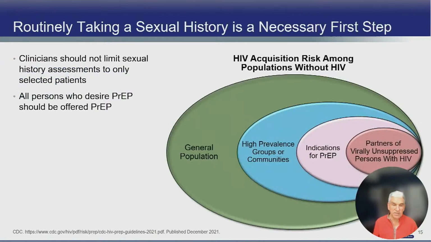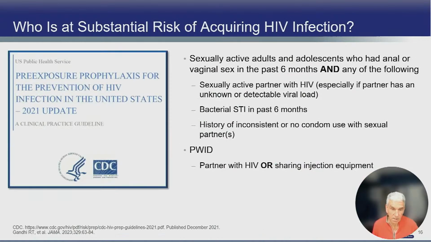Let's look at PrEP and STIs. The first piece is that it's critically important, if we're going to identify people who are interested in PrEP, to be taking sexual histories. For HIV acquisition risk among patients without HIV, we look at partners who are virally unsuppressed, indications, high prevalence communities, and the general population. So the idea is to focus our observation and sensitivity on who is at risk, with people who have partners with HIV being the first group, and then people with sexual exposures or sexual testing being the next higher group.